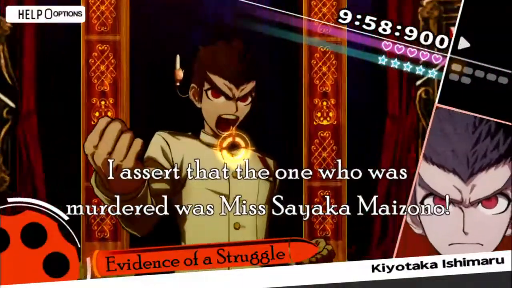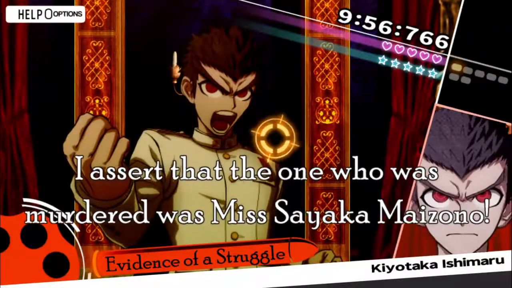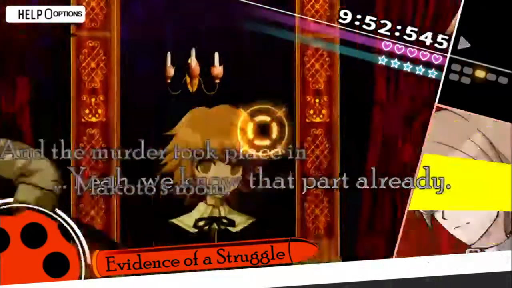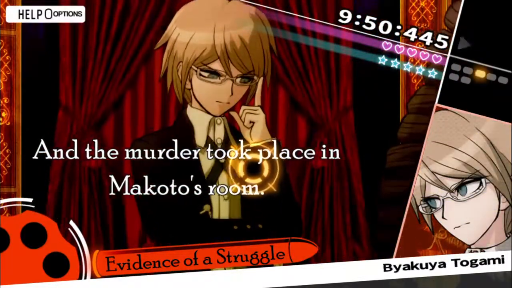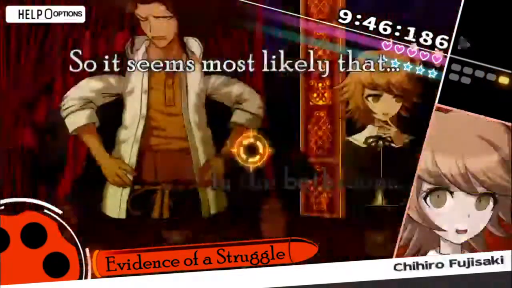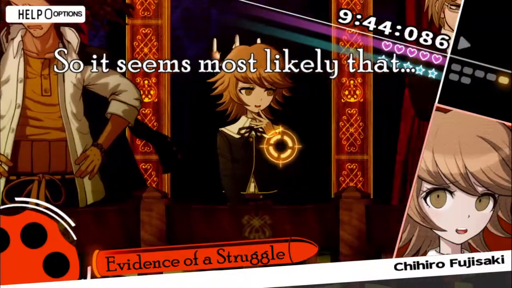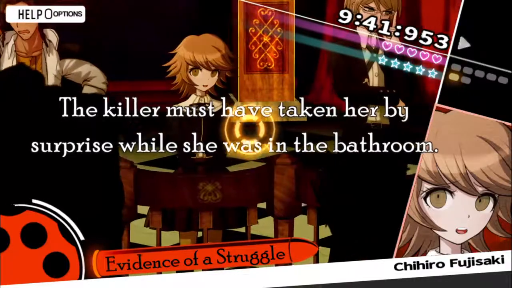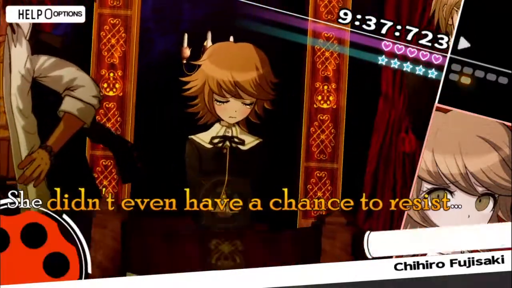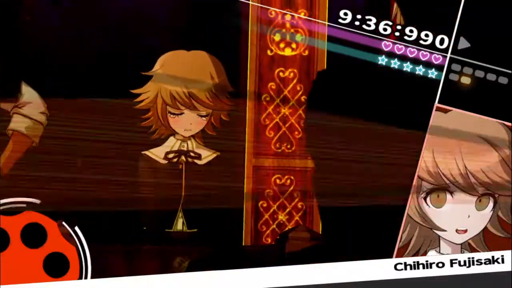I assert that the one who was murdered was Miss Sayaka Maizono! Yeah, we know that part already. And the murder took place in Makoto's room. In the bathroom. So it seems most likely that the killer must have taken her by surprise while she was in the bathroom. She didn't even have a chance to resist. No, what's wrong?